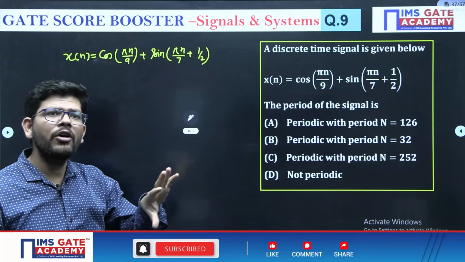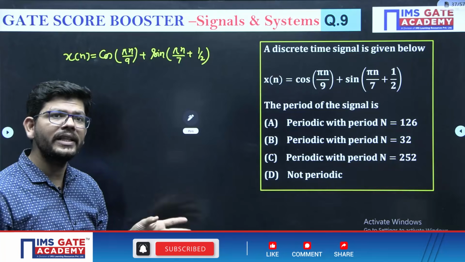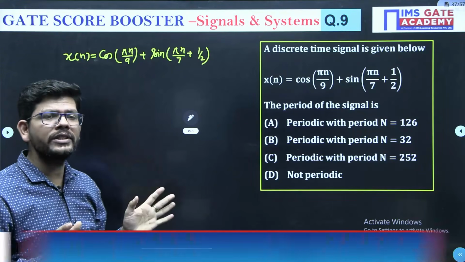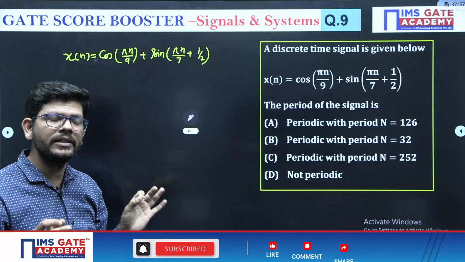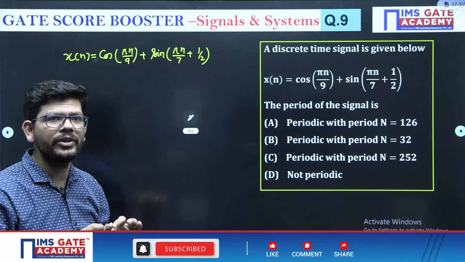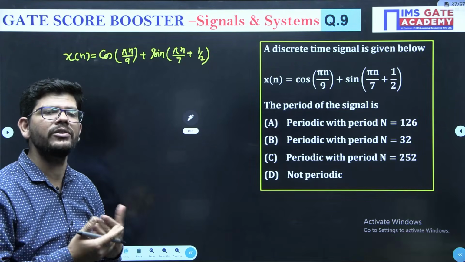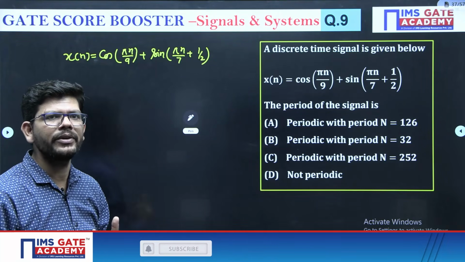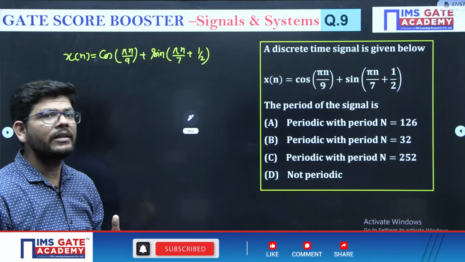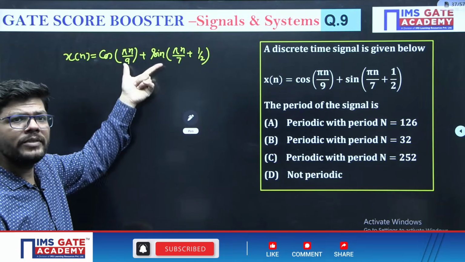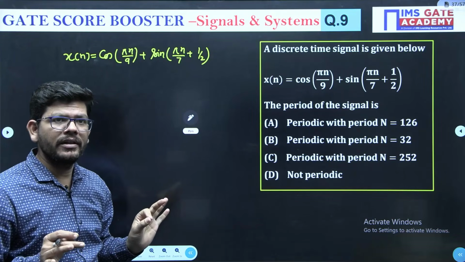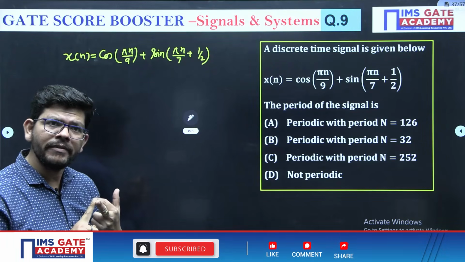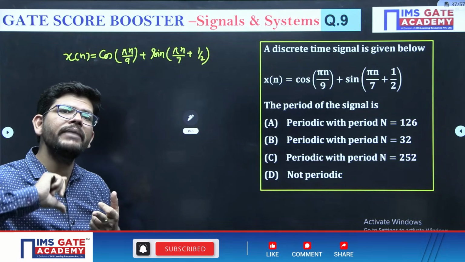Sinusoids are normally periodic, right? But this happens in continuous time. In continuous time, two continuous time sinusoids are always periodic. Some will be conditionally periodic. We will check the ratio of time periods to be rational or irrational, and then the combined signal will be periodic. In discrete time, a sinusoid need not be compulsorily periodic. We have to check them individually. If individually they are periodic, the combination will definitely be periodic.